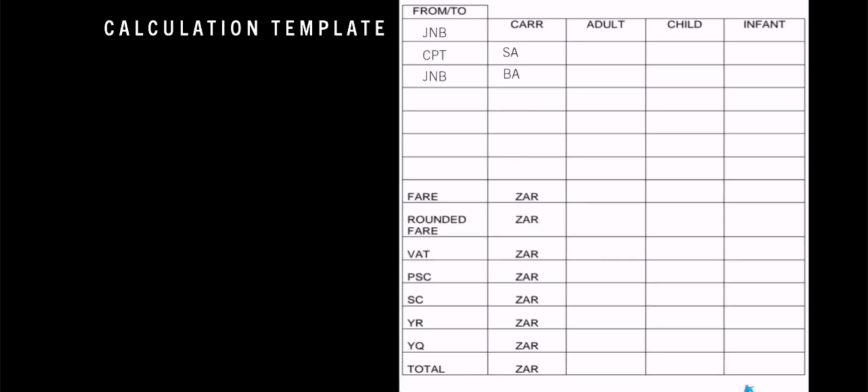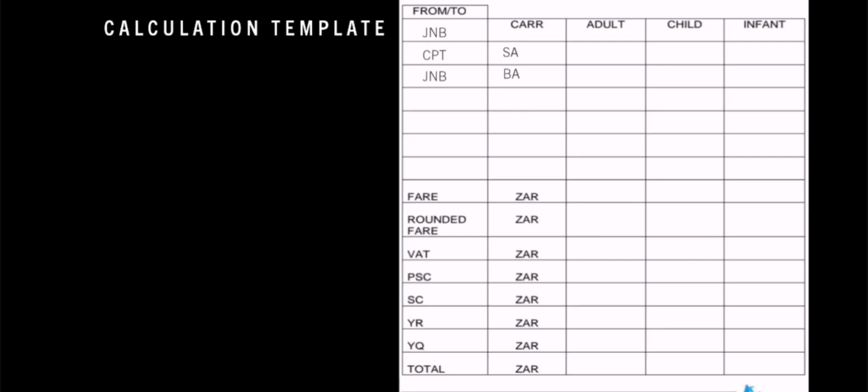This template is used to calculate your fare quotation. Now, you already know that your fare quotation is formulated using the type of passenger that you are. So are you an adult, a child, or an infant? And that is why there is a column for each calculation. So you have a column for adult charges, a column for child charges, and a column for infant charges. Then it also goes back to your fare for that particular sector.